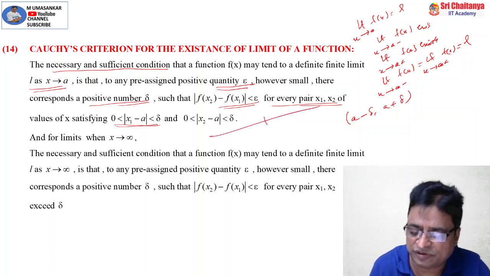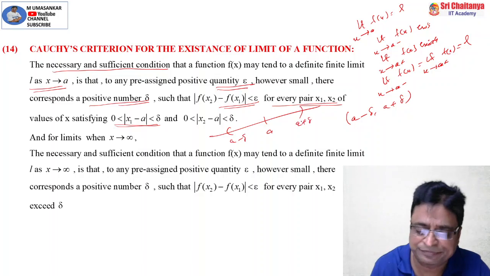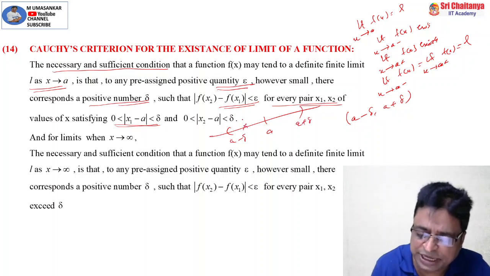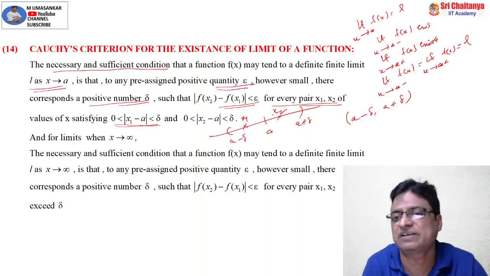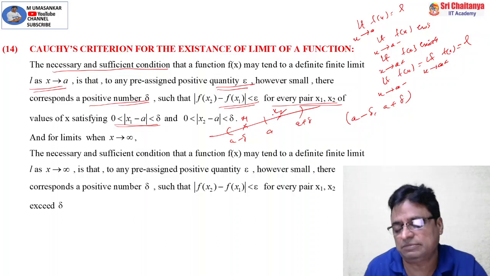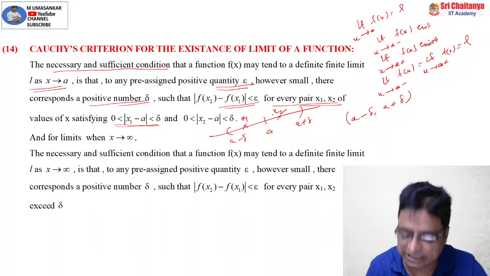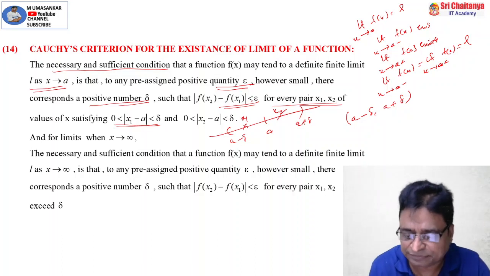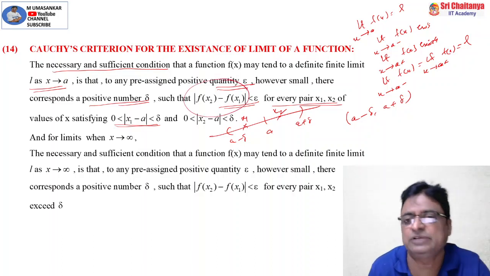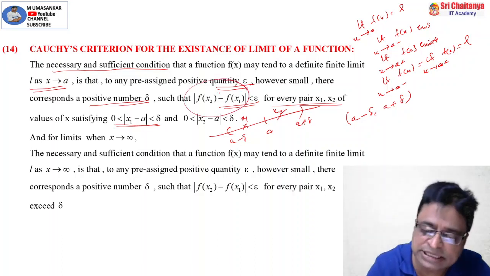So suppose this is a, and this is a minus delta, and this is a plus delta. That means you take any two values in this particular neighborhood, x1 and x2. They are not any exterior points of that deleted delta neighborhood of a. They are inside, any 2 points you take. At that point you take the difference of the functional value. I can call this the oscillation of the function.